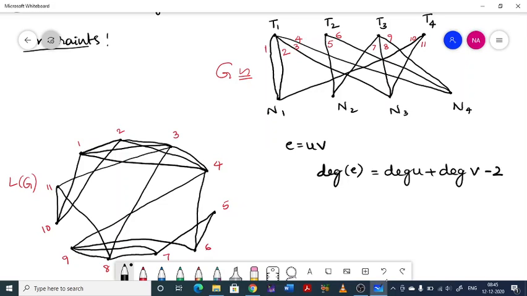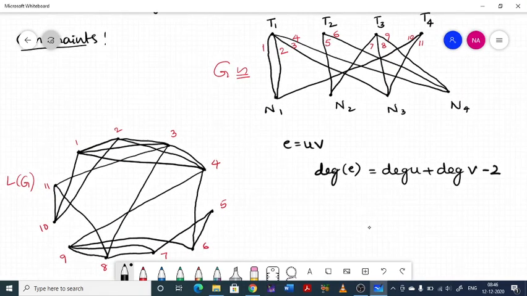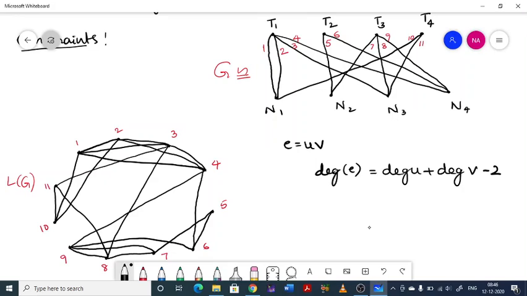Yes, now the line graph of the given graph is ready. Now we have to color the vertices of the line graph of G. Now let us assign colors like this. See here, 3 as maximum degree and 4 as maximum degree. Both have degree 5. So first I will take 3.